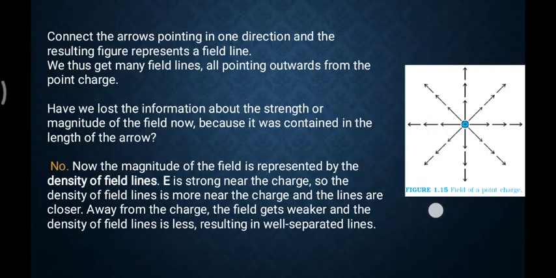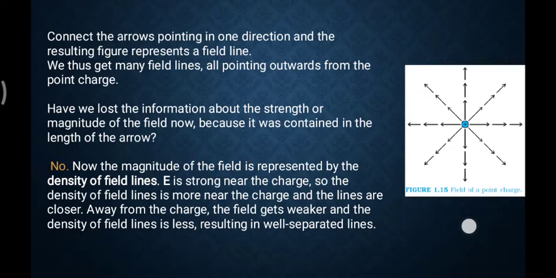Now connect the arrows pointing in one direction, and the resulting figure represents field lines. If you connect those arrows in such a way, longer, shorter, shorter, shorter in all directions, it is nothing but the field lines. Very easy thing actually. We thus get many lines, all pointing outward from the point charge. Have we lost the information about the strength or magnitude of the field now, because it was contained in the length of the arrow? Question mark.